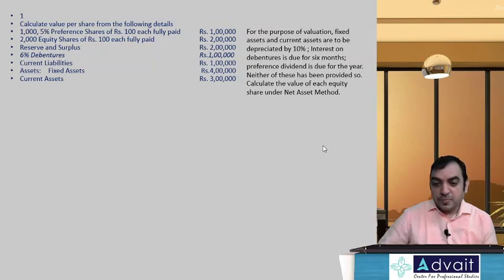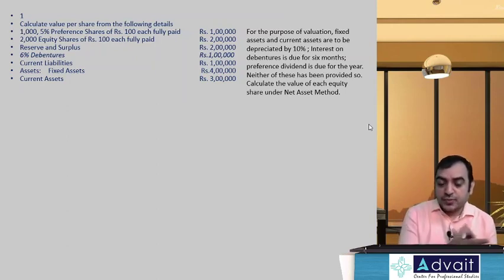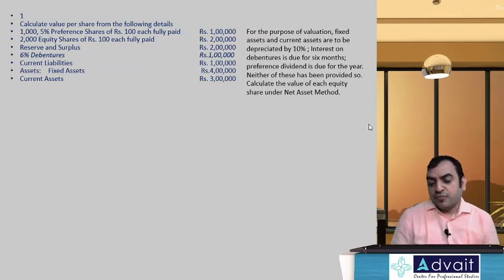So come to this problem. For the purpose of valuation, fixed assets and current assets are to be depreciated by 10%. They have asked to calculate the value per share. For the purpose of valuation, fixed assets and current assets are to be depreciated by 10%.